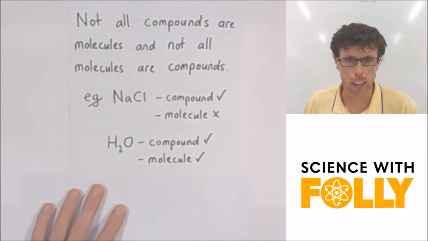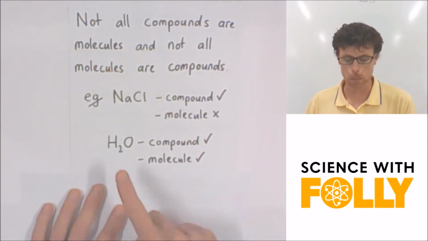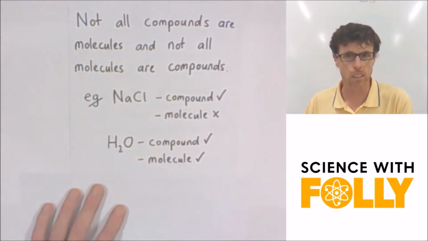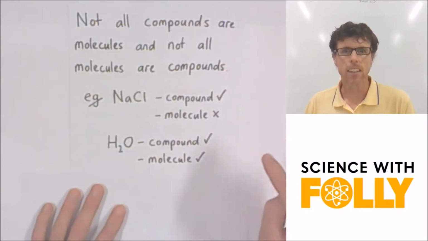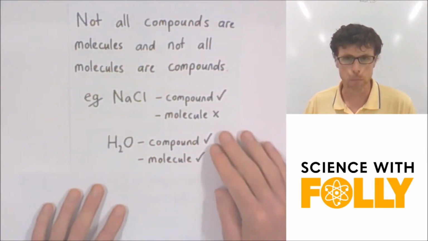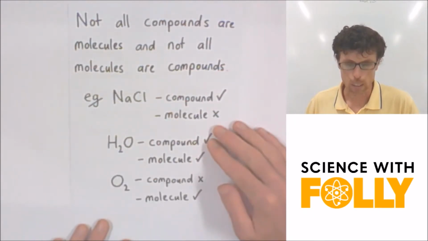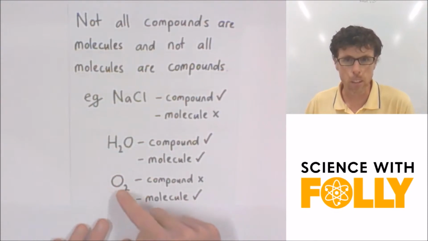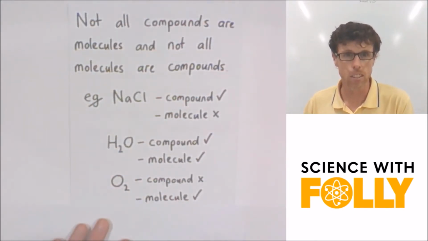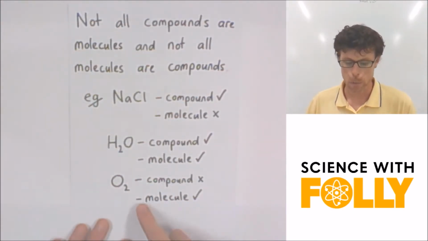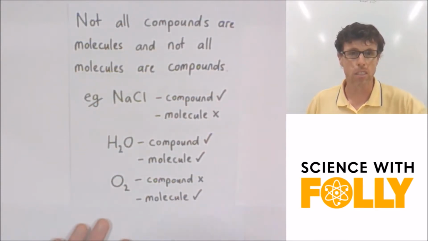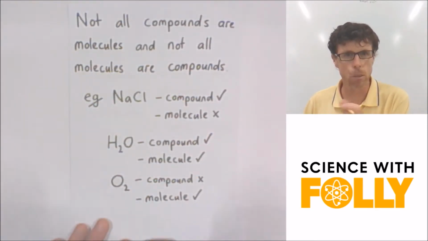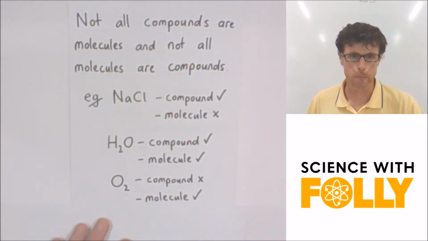H2O, water on the other hand, is a compound because it's made up of hydrogen and oxygen atoms, and it exists as a molecule. Whereas oxygen gas is not a compound because it only contains oxygen atoms. It's an element, but an oxygen molecule is a molecule because it contains two oxygen atoms bonded together.